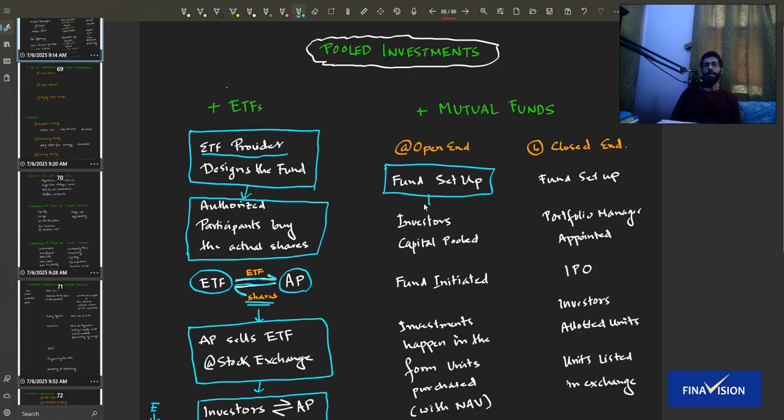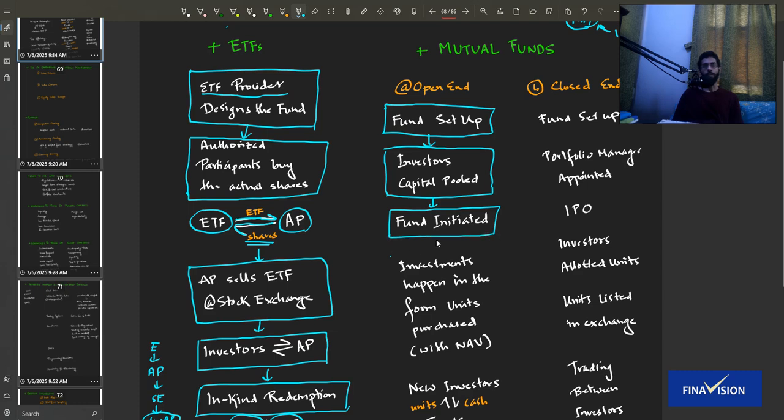Then the investors' capital is pooled. Obviously, marketing is a part of this. The marketing and distribution and all this is a part of it. And the investors' capital is pooled in a preliminary way, right? Now, after that, the fund is initiated.